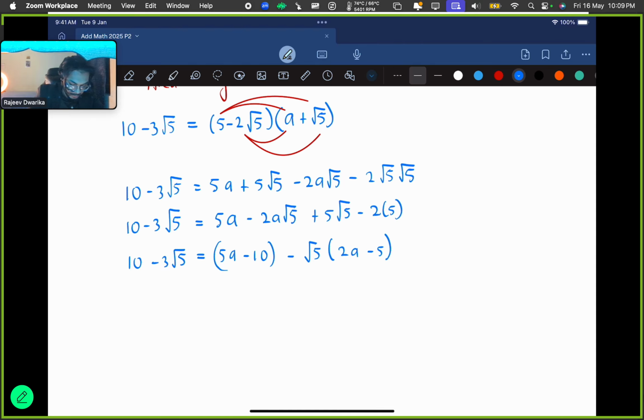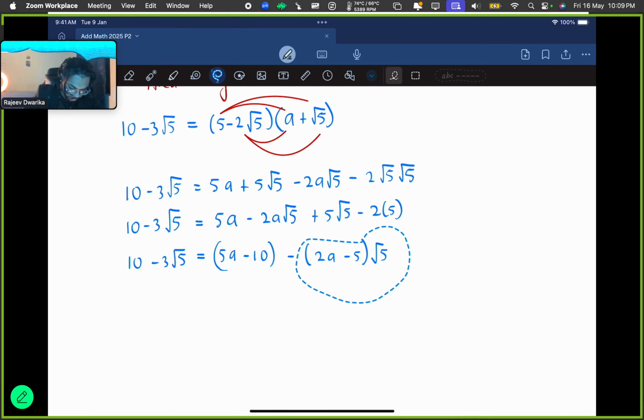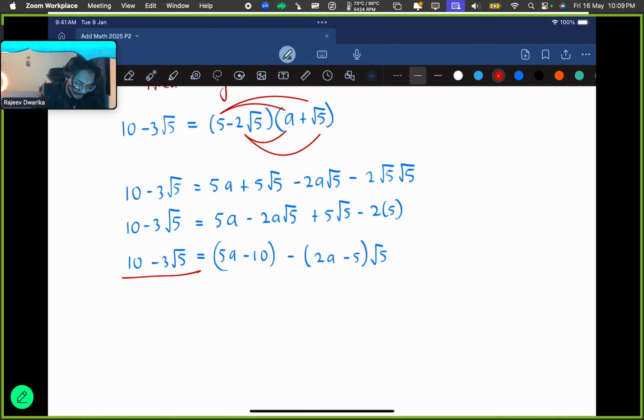So in doing this, I want you to recognize something. So I could write this like that. Check this out. Can we see that the left hand side is in the exact form of the right hand side? Yes or no? Yes. So the 10 would be equivalent to 5a minus 10, and then the minus 3 root 5. So I could just say 3 root 5.